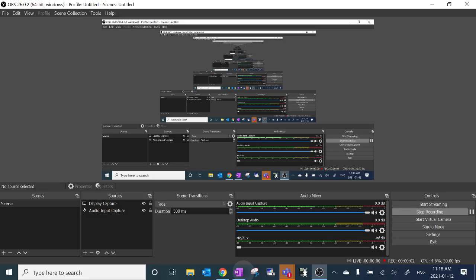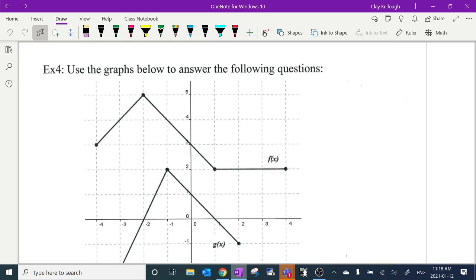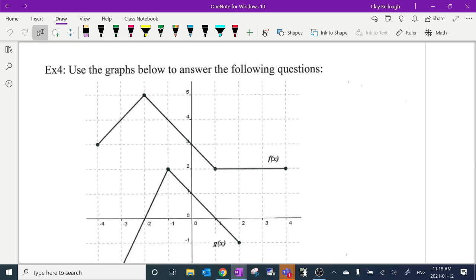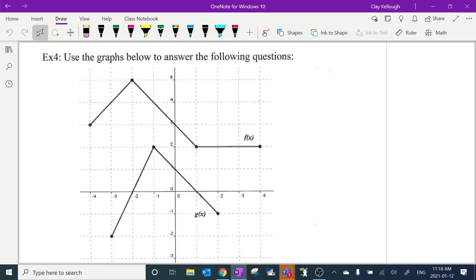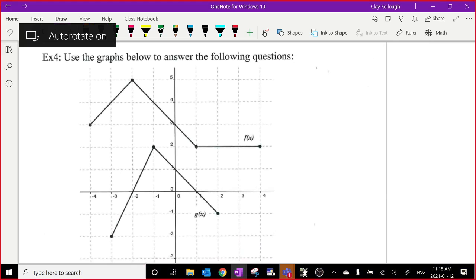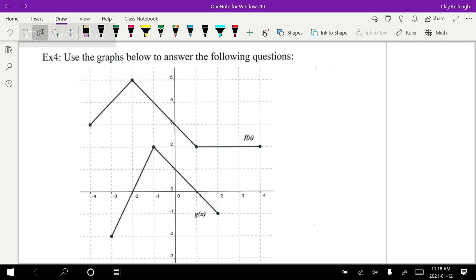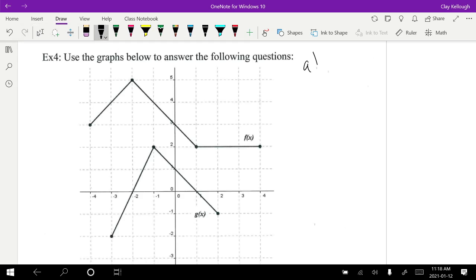Okay, everybody, this is the second part of the 10.3 lesson. So this is page 11 of 10.3. And the question says, use the graphs below to answer the following questions. I don't want to make these graphs any smaller because I want to be able to point to them, so I'll write the questions up here. You can just work below it.